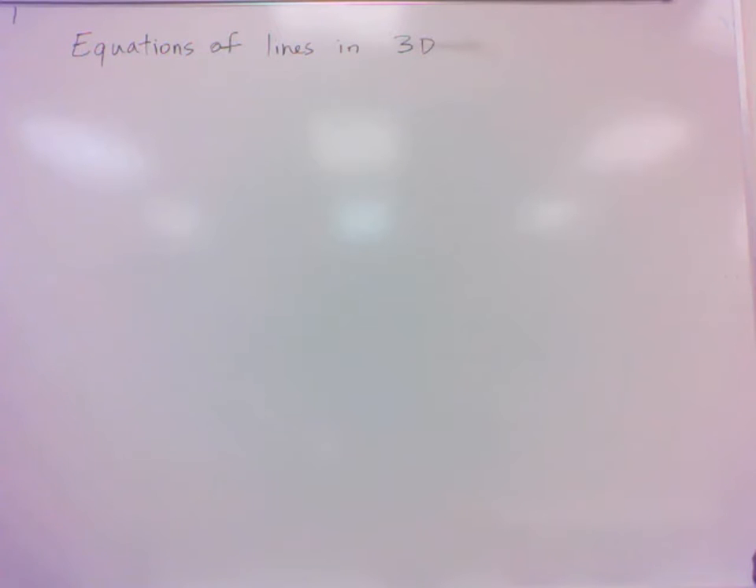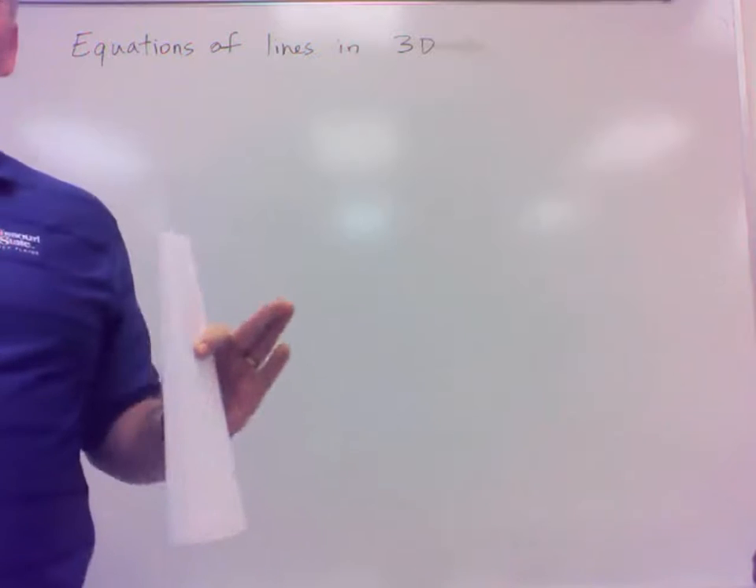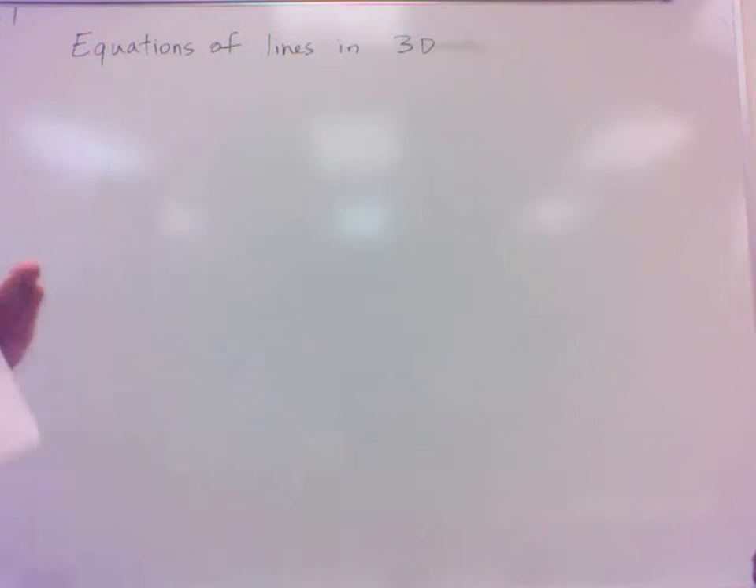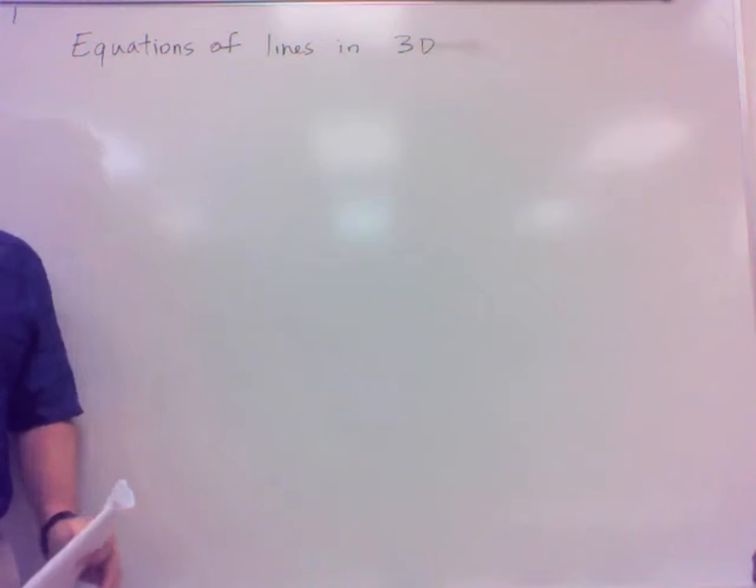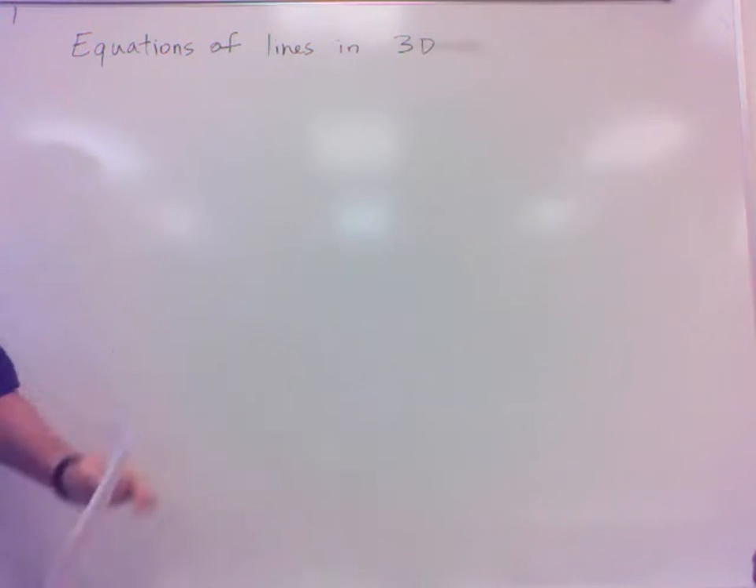All right, let's talk about equations of lines. But the kicker's going to be in 3 dimensions. We're going to have lines that go off into space instead of in our 2 dimensions. Now, if we think about 2 dimensions first of all, what do we need for lines in 2 dimensions?